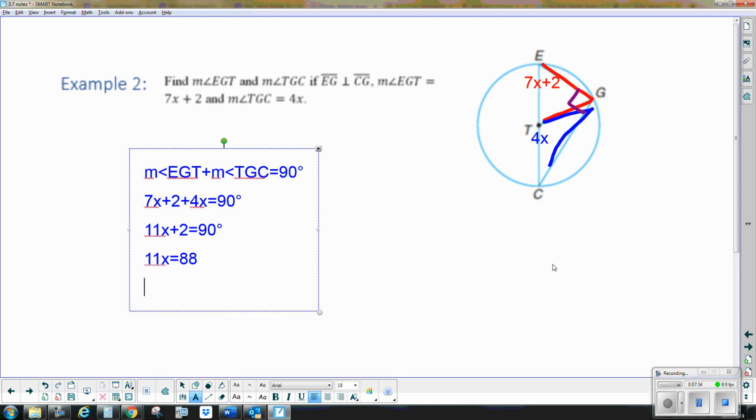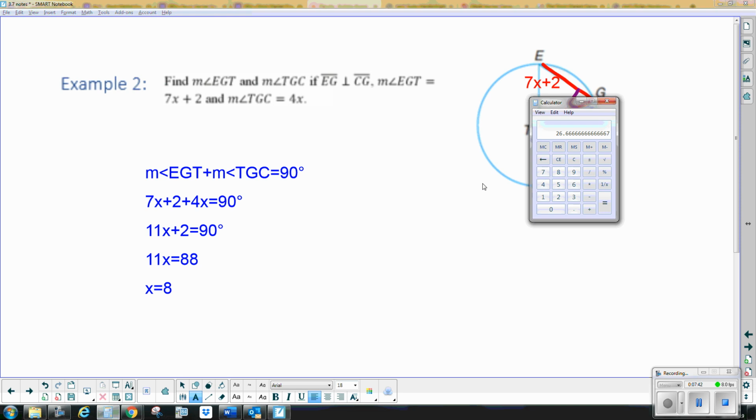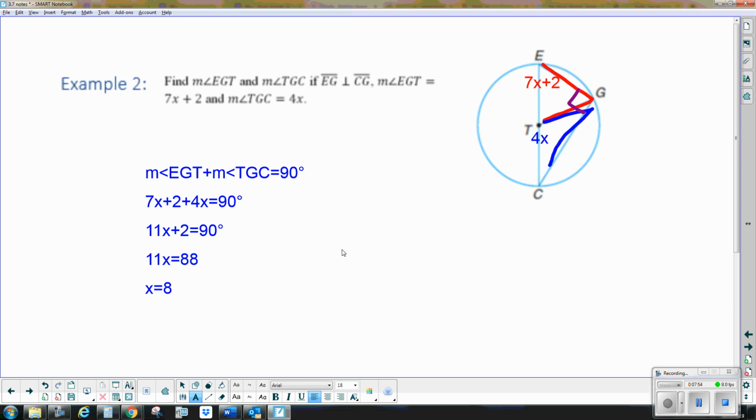Now divide both sides by 11, and I get x is equal to 8. Now that's not the question. The question is find the measure of the angle. So if I know x is equal to 8, I can, using a calculator or using mental math, however you'd like to do it, find that TGC is 4 times 8, which is 32.